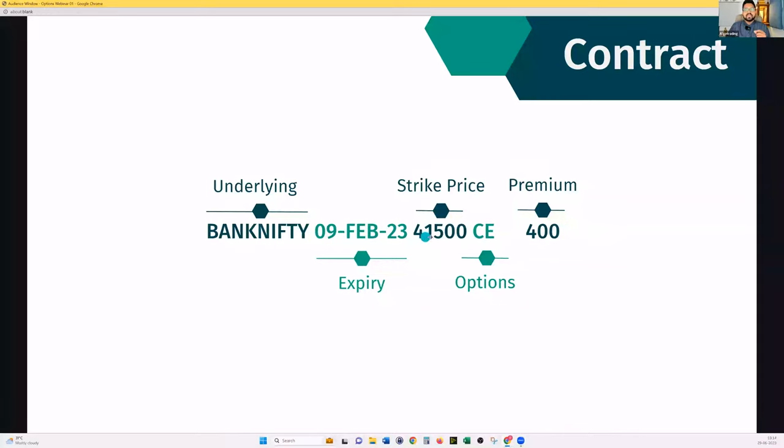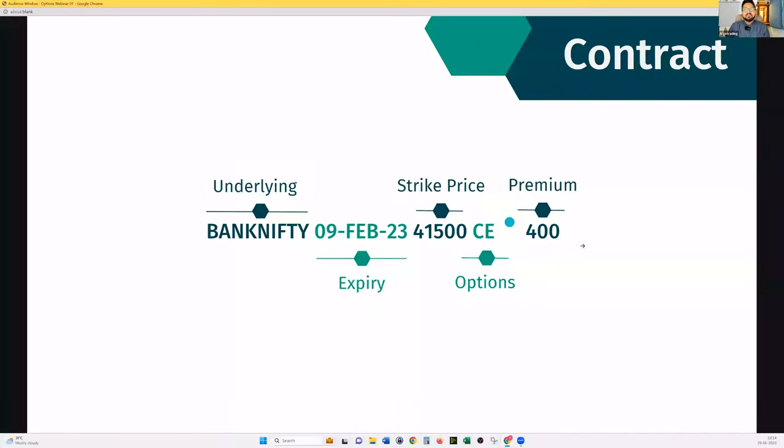And then we have the strike price. Each and every contract will have its own strike price. It's not like the Bank Nifty futures we buy. In options, we have different strike prices. The strike price will be given over here, followed by CE or PE. CE means call option, and PE means put option. This is how the contract will be assigned.